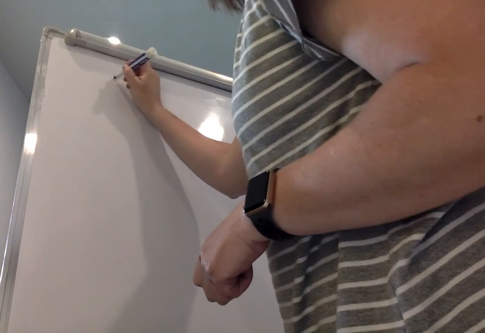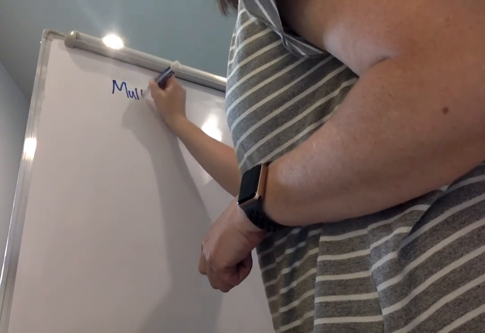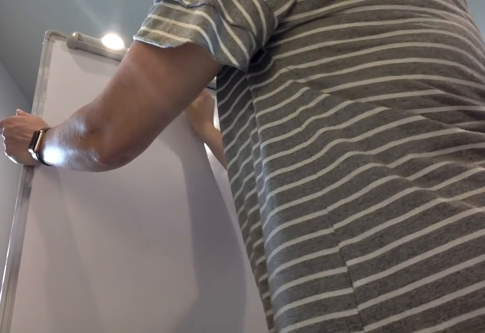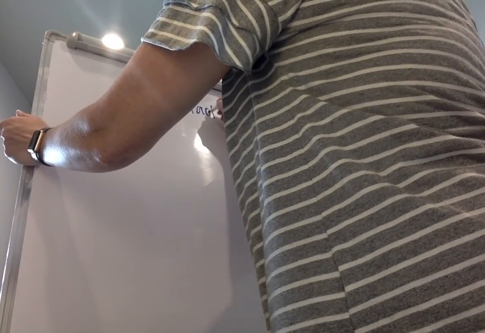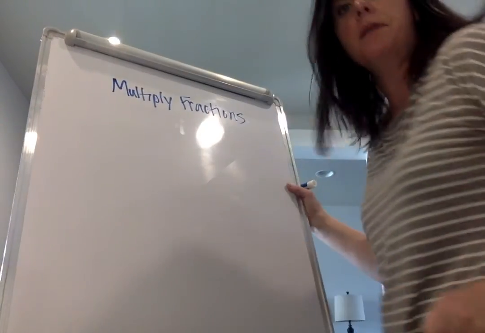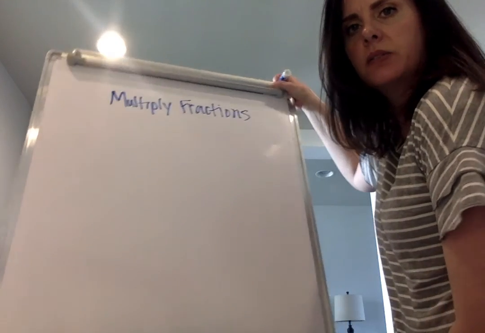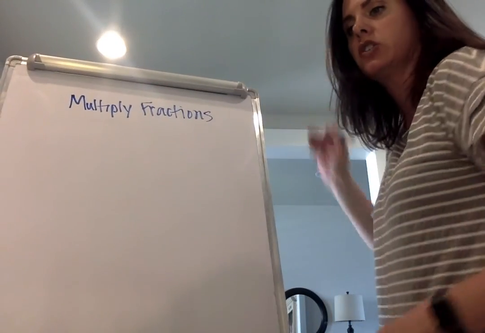Okay, we're talking about multiplying fractions. Okay, there we go. We got a glare. Let's change this a little bit. Okay, so we got multiply fractions.